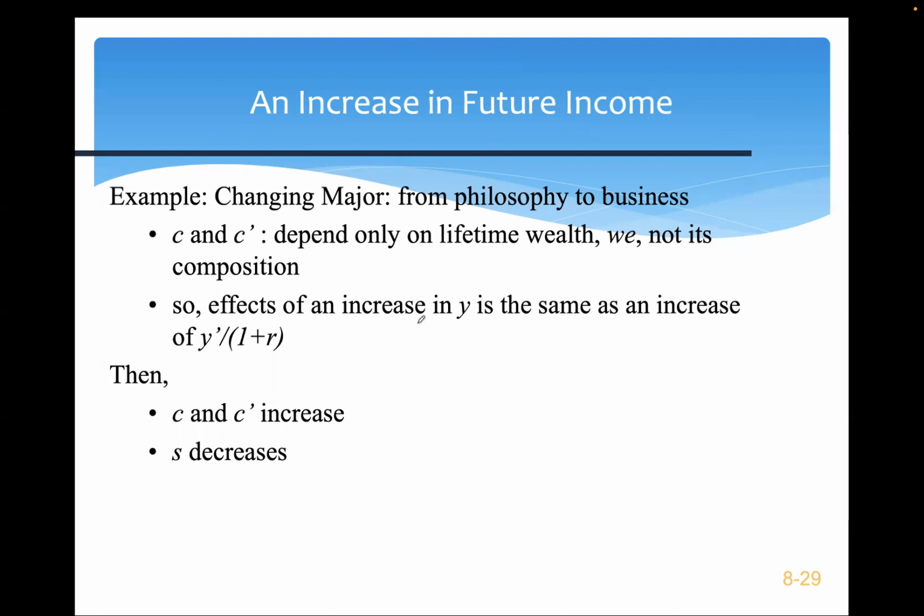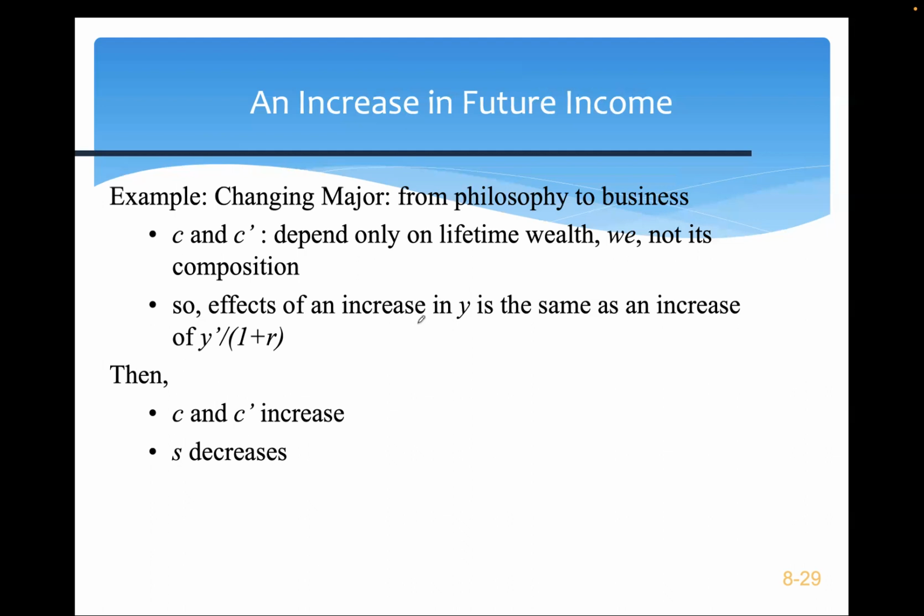Now, what happens if there's an increase in future income? An example could be if you decide to change your major from philosophy to business. Usually, business majors are going to make more compared to someone who has a degree in philosophy. But certainly, there's a reason why people choose to study philosophy, right? Besides monetary compensation, you may have other preferences, or you may develop other utility from studying this abstract concept.